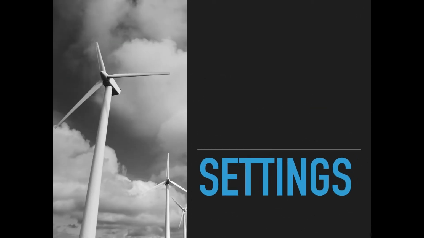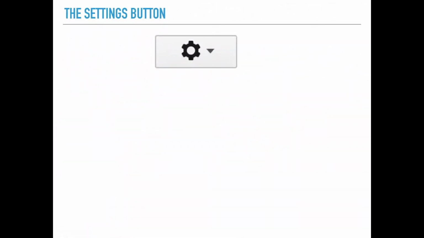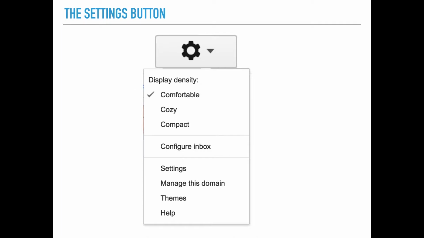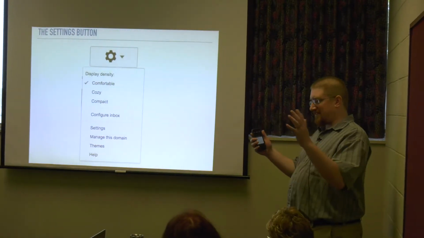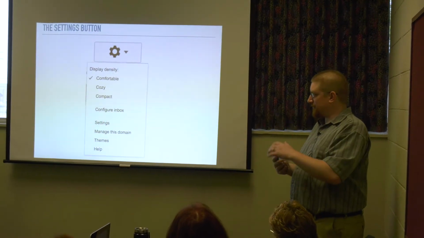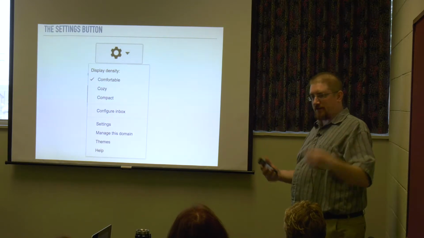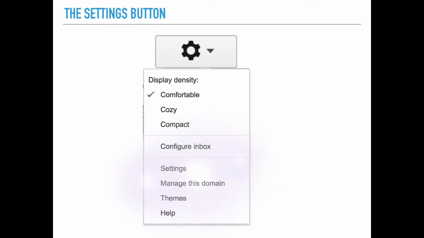So settings. Everybody's seen the gear in their Gmail, all right? There's display densities in here. I think most people have discovered these, but the comfortable, cozy, and compact are the different options. It's how much air there is in the design of it. If you like it to look more cramped, you can do compact. Comfortable keeps a lot of space in between everything. But the main thing that we're going to cover here is the actual settings.